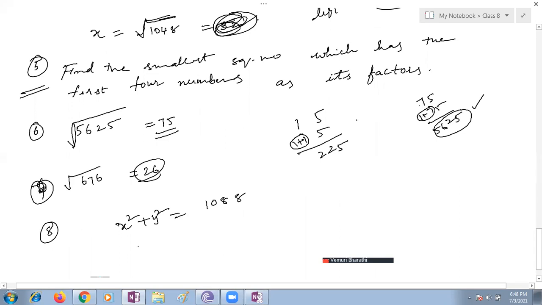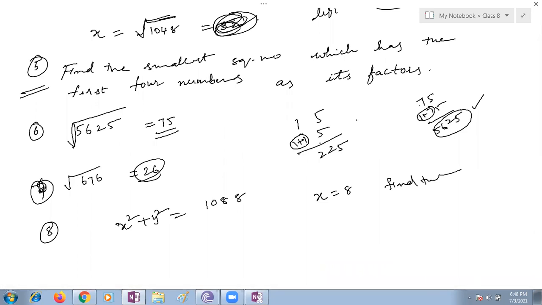If one of the numbers is 8, find the other number. This is one more application part, children. One number means you take either x or y as 8. Ma'am, we need to simply subtract 1088 minus 64. We get 1024 and the other number will be 32. Yes, right. This is a direct question. We know the concepts, but you have to apply them to do the sum. Very simple question.